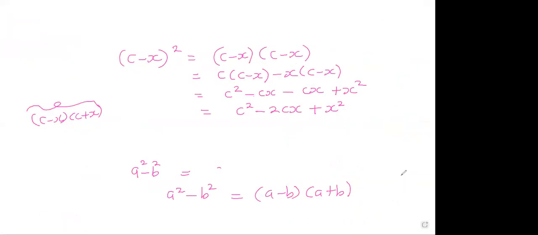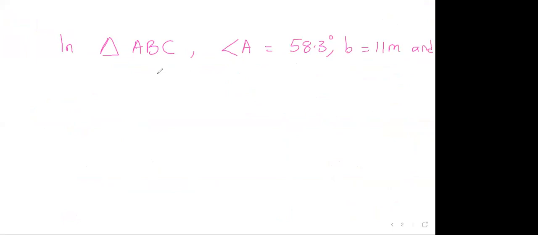Okay. Now we are going to try another one. In this one we have a triangle ABC. Angle A is equal to 58.3 degrees. Side B is equal to 11 meters. And C is equal to 8.5.